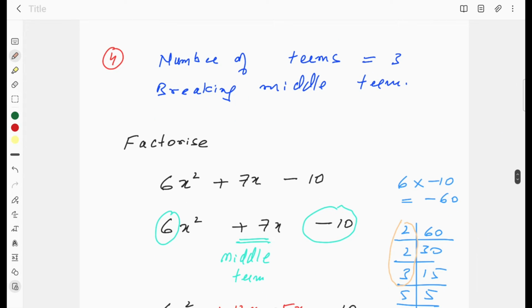Now if the number of terms is 3, and as I told you, this is the most popular form of question that we get in exams, then breaking the middle term is the option if a formula is not applicable. Suppose you have to factorize 6x squared plus 7x minus 10. There are three terms, you can see 1, 2 and 3.